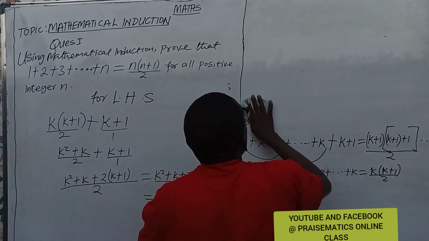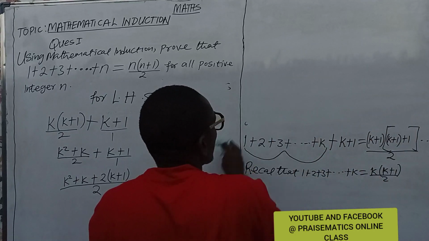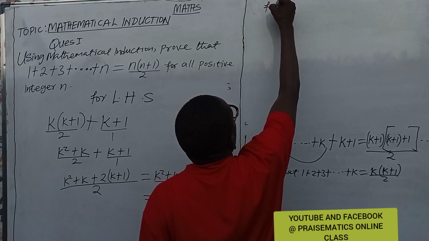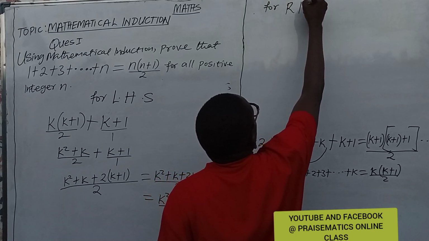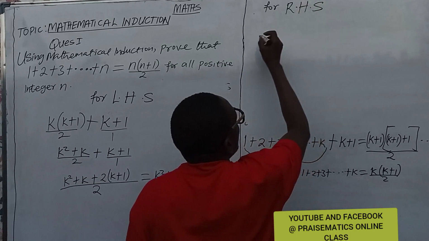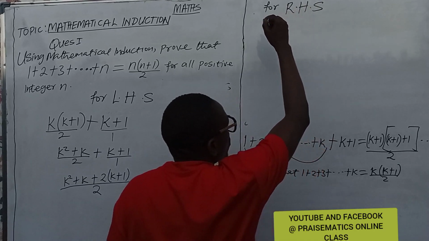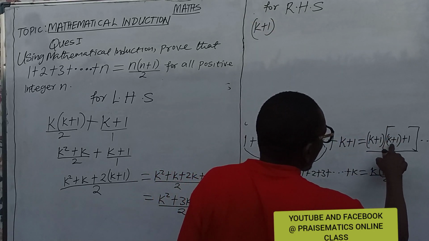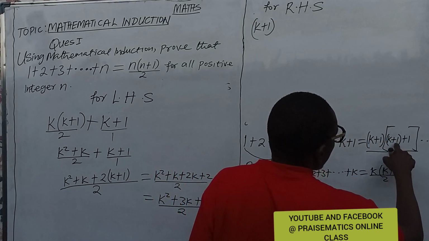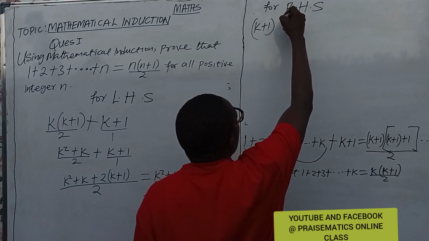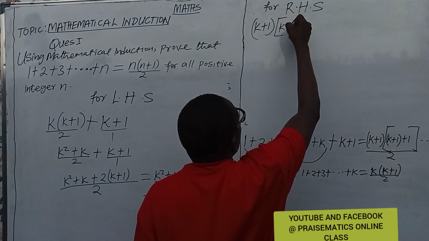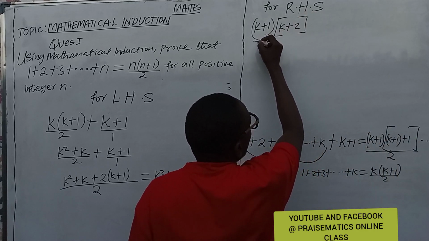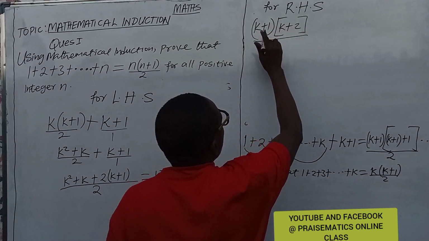Okay. From this place, our right hand side, which we have, is k plus 1 into, okay, this is k into k plus 1 plus 1, which is 2. Close it. All over 2. Now let's expand this.